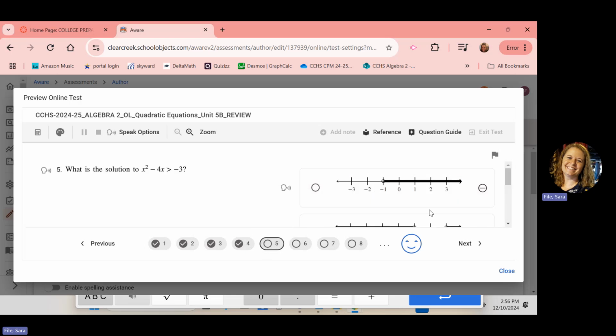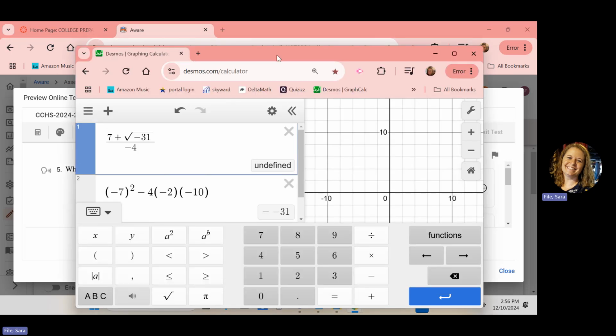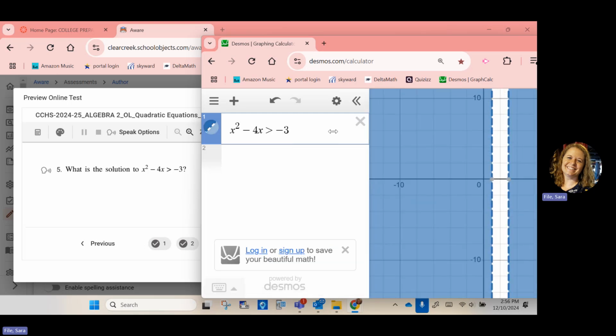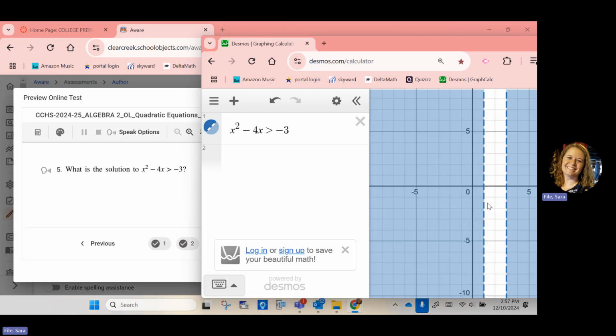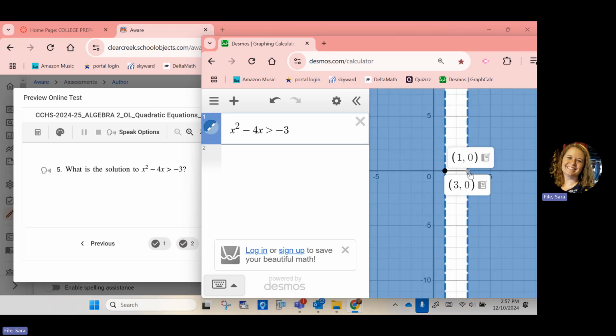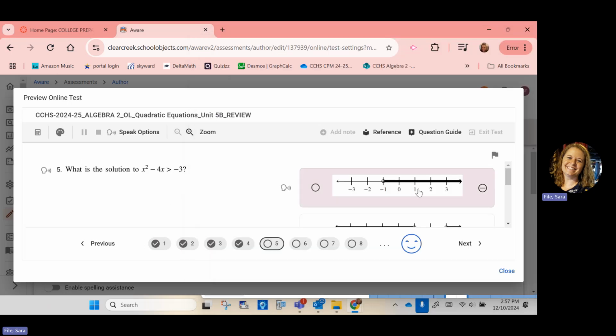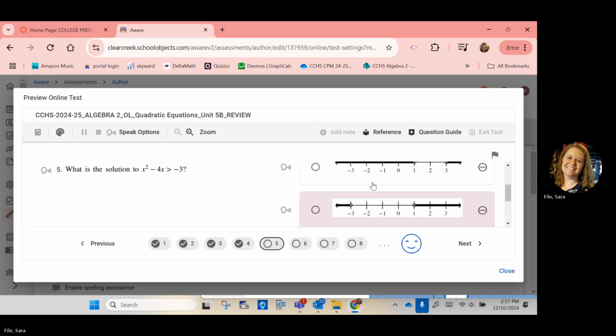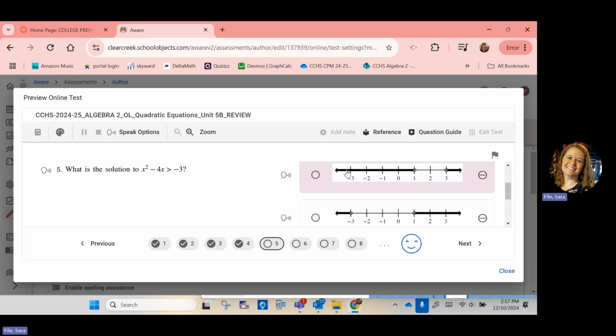These, where you have the number line with shading, are straight Desmos problems. Remember, I showed you just type the inequality as you see it. So x squared minus 4x is greater than -3. It's going to give you a visual of the solution over here. So the shading is the solution. So it's everything left of 1 and right of 3. So let's see, left of 1, here it is. So left of 1 and right of 3. We're just finding the one that matches what Desmos shows.